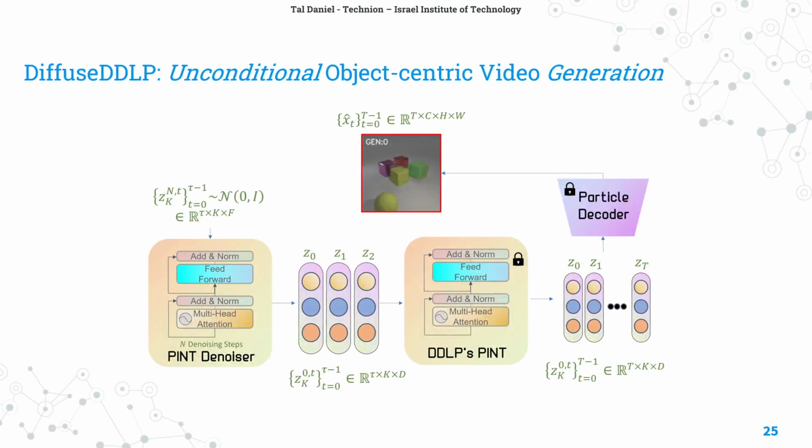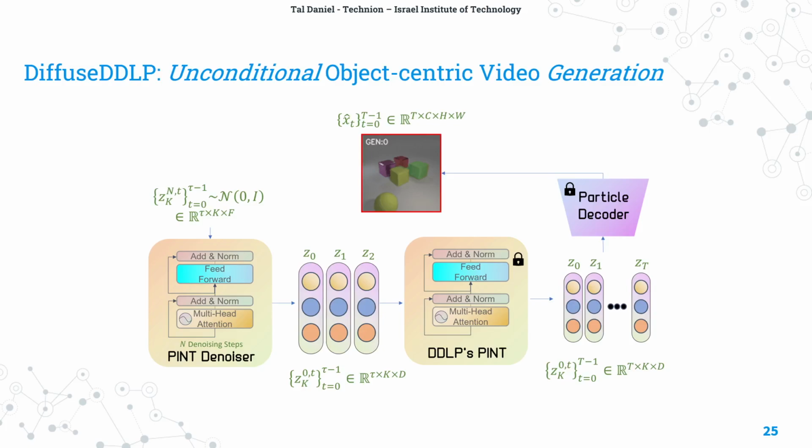We also introduce Diffused DDLP, an approach for generating videos from scratch. We train a diffusion model, DDPM, to approximate the distribution of the latent particle sequence of length tau. Equipped with a trained DDPM, we sample sequences of tau particles and use them as input to the pre-trained DDLP dynamics model, PINT, to unroll the sequence to horizon T, where T is greater than tau. Finally, we generate a video by decoding the sequence of generated particles back to pixel space with DDLP's pre-trained image decoder. Our denoiser is based on PINT.